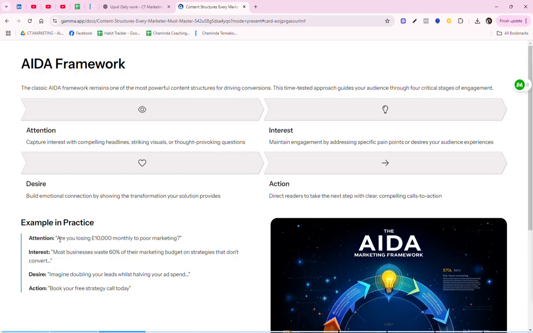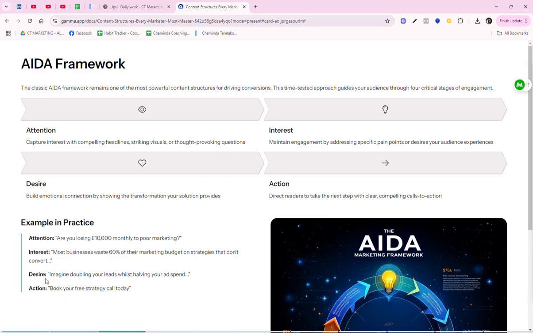Attention: are you losing $10,000 monthly to poor marketing? If this was our ideal client, they are going to stop scrolling. Okay, we got their attention. And interest: most businesses waste 60% of their marketing budget on strategies, blah blah blah. So it's interest. We are building interest by addressing a specific pain point or desire.